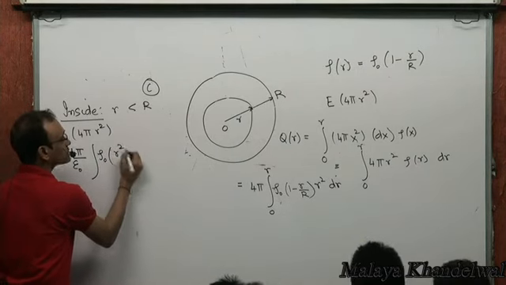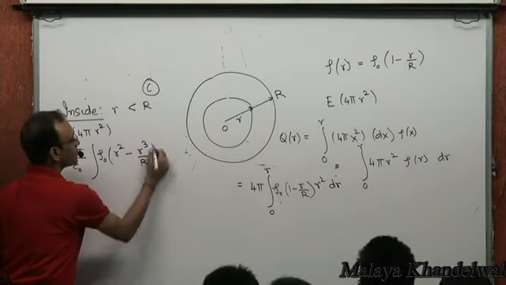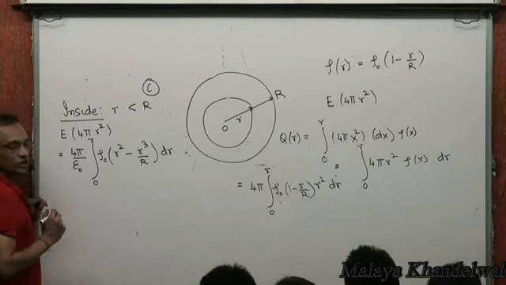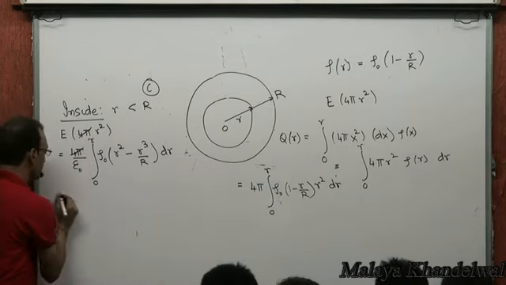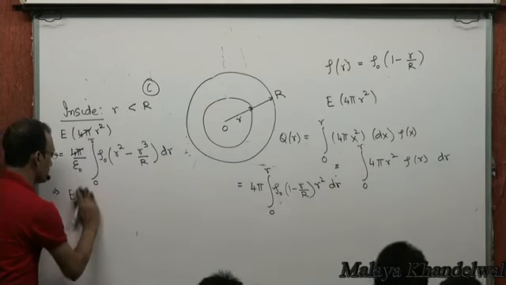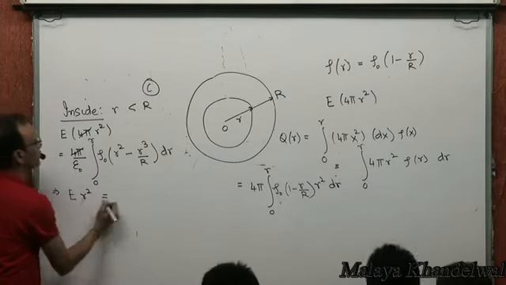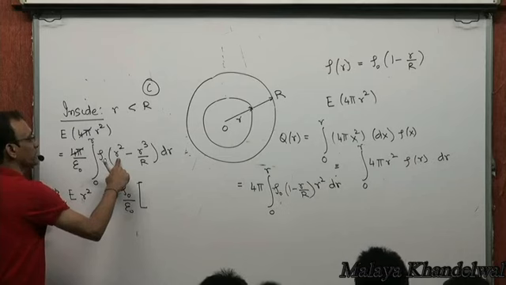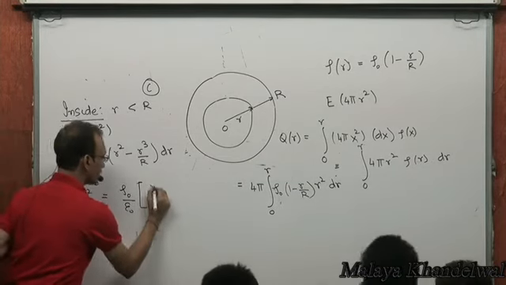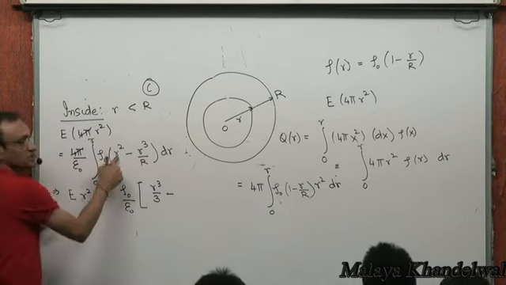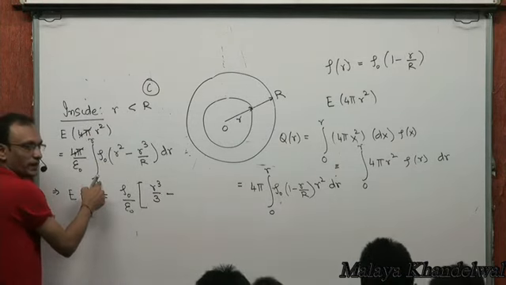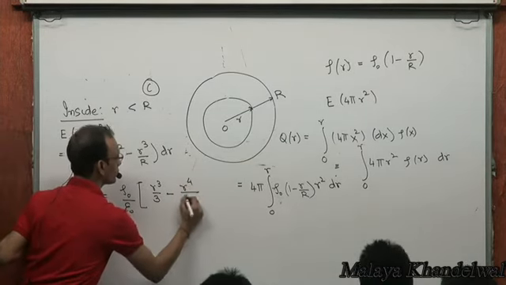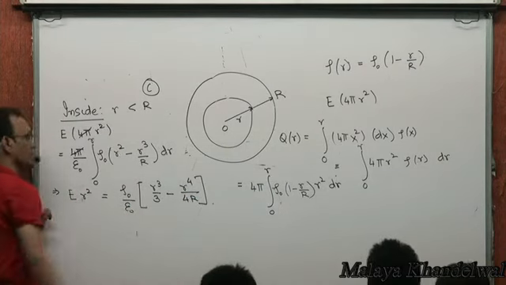Rho naught into r squared minus r cube by capital R dr. R runs from 0 to small r, right? Yes or no? This 4 pi we can get taken care of. E into small r squared is rho naught by epsilon naught r squared. This would give me r cube by 3, right? This r squared, when I integrate and supply these limits, will give me r cube by 3. This r cube would give me r to power 4 by 4. Right?